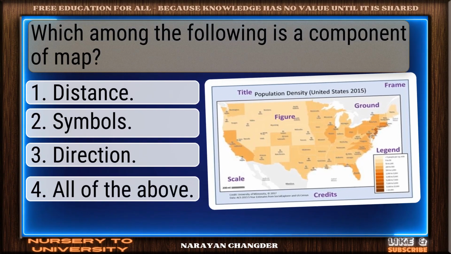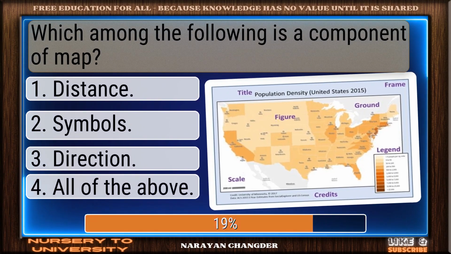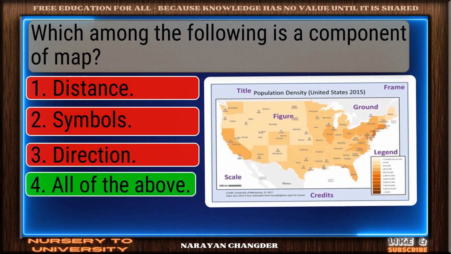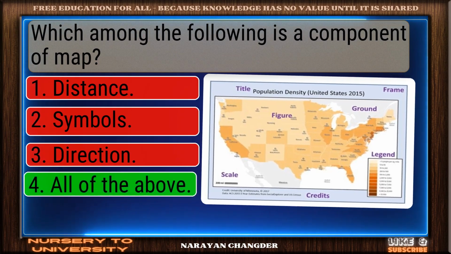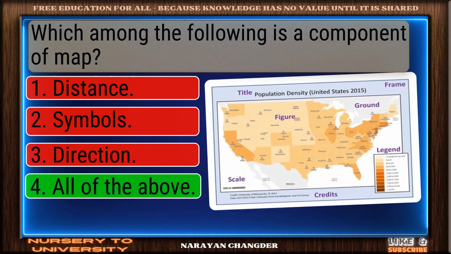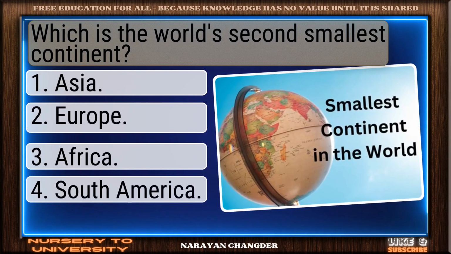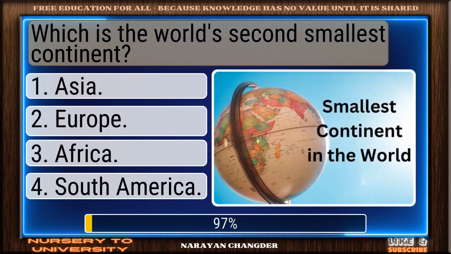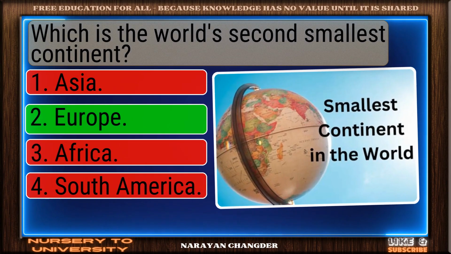Which among the following is a component of map? Nice selection. All of the above is the correct and valid answer. Which is the world's second smallest continent? Valid point. Europe is true.